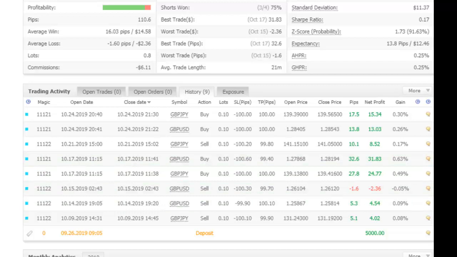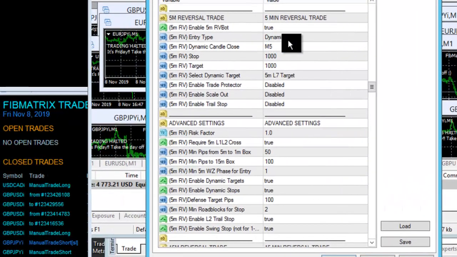So these are the actual settings for this. Okay, so it's a 5-minute reversal. It's dynamic entry, and it waits for a 5-minute candle close. It's got a 100 pip stop and a 100 pip target. Okay, but it's never going to reach those levels. Those are just emergencies in case who knows what goes wrong. All right, so 5-minute L7 is the target. So it's trying to hit that L7 as a target. No trade management. So it's going to hit the L7 or it's going to stop out according to the swing stop. Nice.